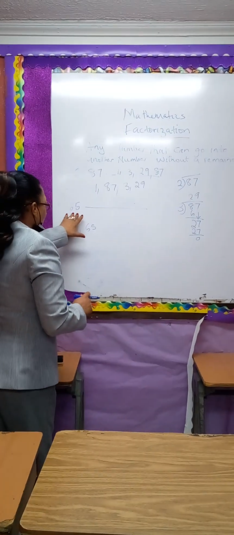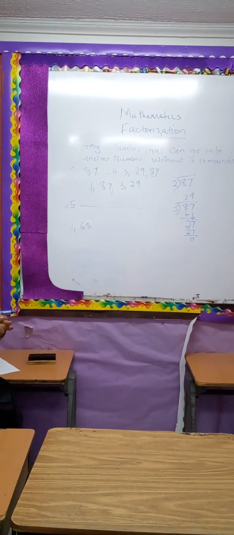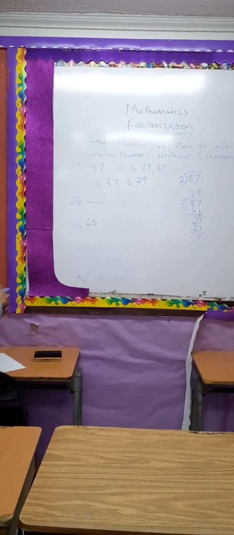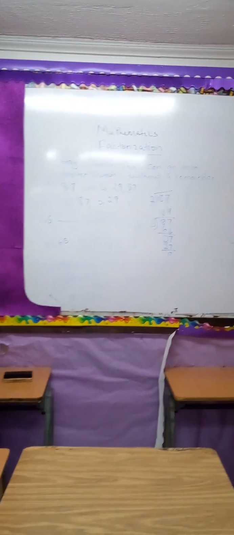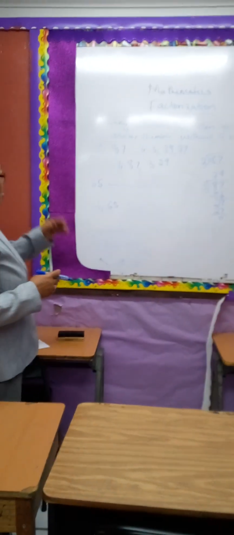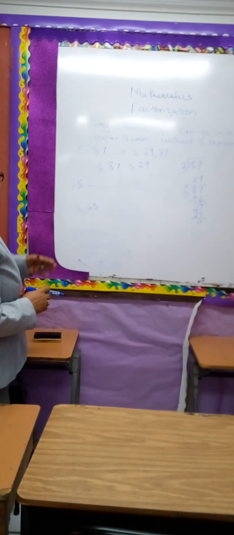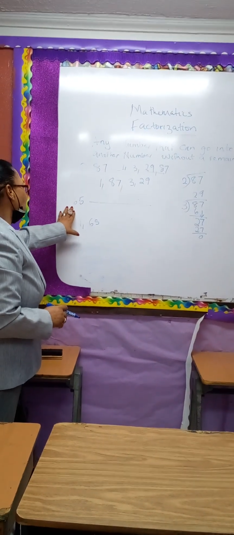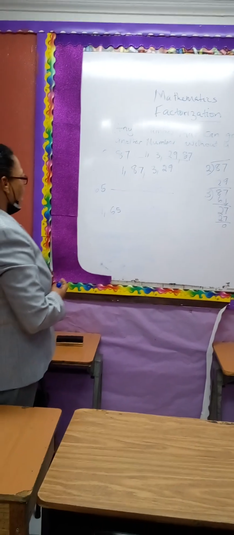I know that 2 cannot divide 65, because when I look at the number, it's an odd number, and 2 cannot divide an odd number. So my next question is to ask, can this number be divided by 3? When I look at this number, I would say no, because 3 can go into 6, but there's no remainder, and 3 cannot go into 5 without a remainder.